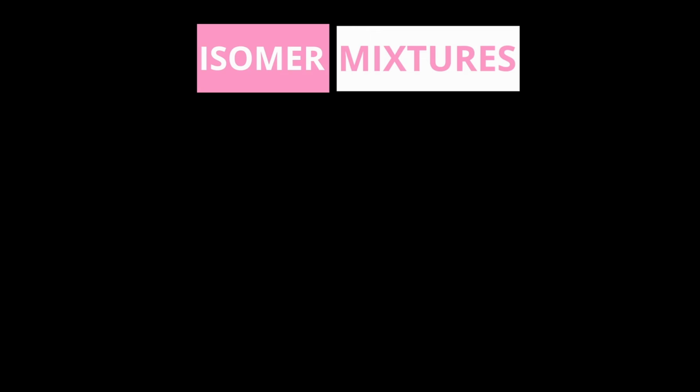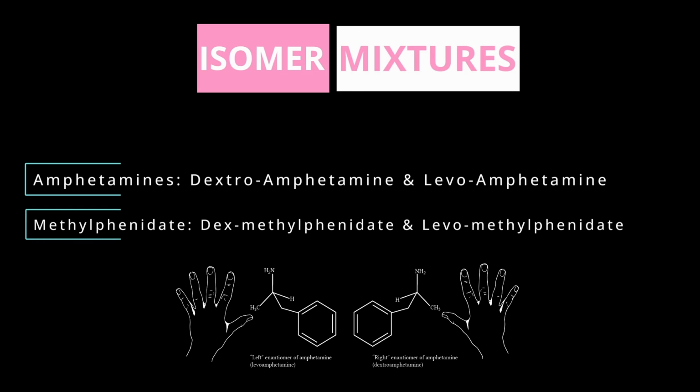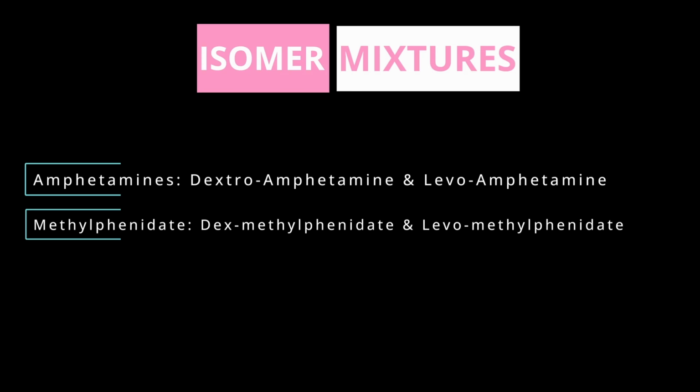So for the amphetamines, the left hand is levoamphetamine and the right hand is dextroamphetamine. For methylphenidate, the left hand is levomethylphenidate and the right hand is dexmethylphenidate. So first, let's look at the amphetamine enantiomers. So dextroamphetamine is 2 to 4 times more potent than levoamphetamine. And we also know that levoamphetamine lasts longer and it has a higher risk of cardiac effects.